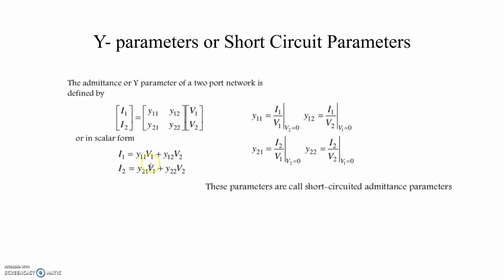Similarly, put V1 equal to 0 in these equations and find Y12 and Y22. Y12 is nothing but I1 by V2, otherwise called the short circuit reverse transfer admittance, and Y22 is I2 by V2, the short circuit output admittance. So these are all the Y parameters or admittance parameters for a two-port network.